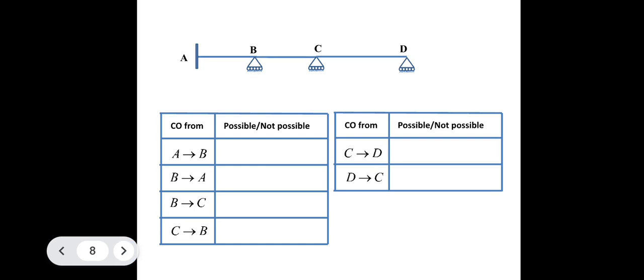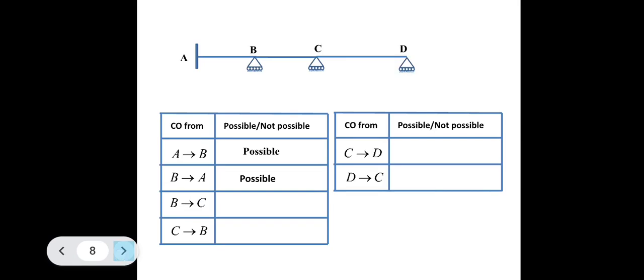Let's take another example. Suppose some moment is applied at A. Will it be carried over to B? B is a continuous support. Yes, it is possible. If you apply some moment at B, will it be carried over to A? A is a fixed support. Possible. As per our rule, if the support is fixed or continuous, carryover is possible.